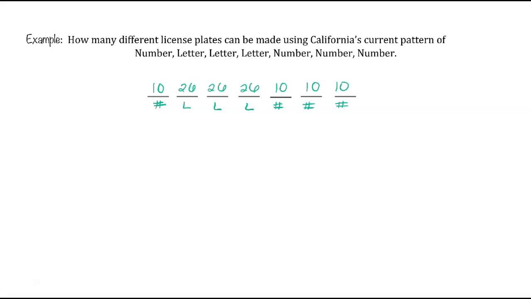And using the multiplication counting rule, we can multiply all of these values together. We have 4 copies of 10, or 10 to the 4th, and 3 copies of 26, or 26 to the 3rd. And putting that into our calculator, we can find that there are 175,760,000 different license plates that can be made with this pattern.